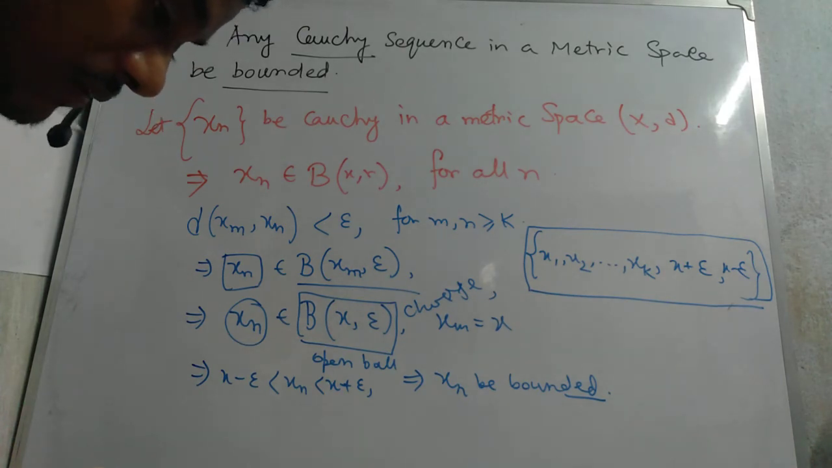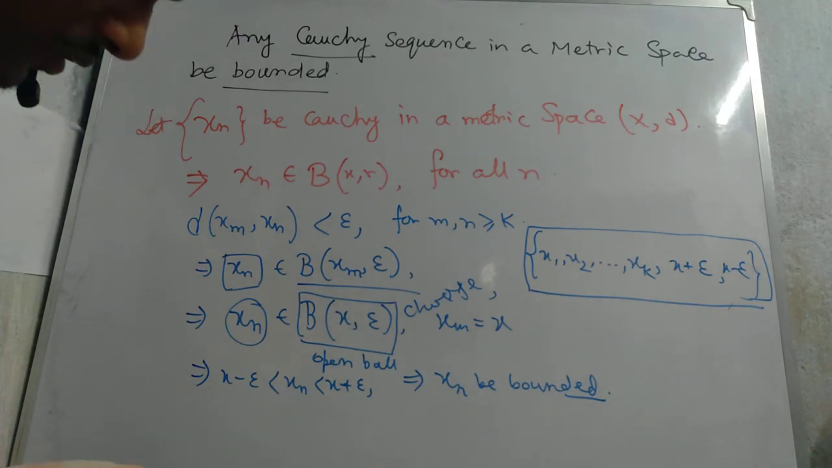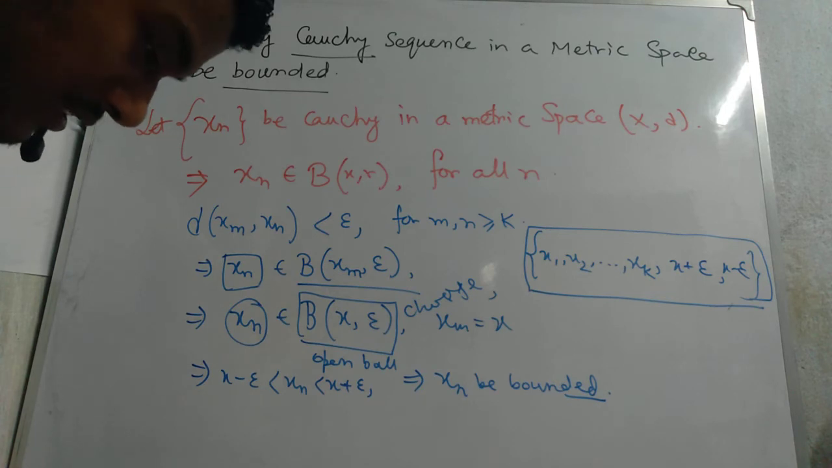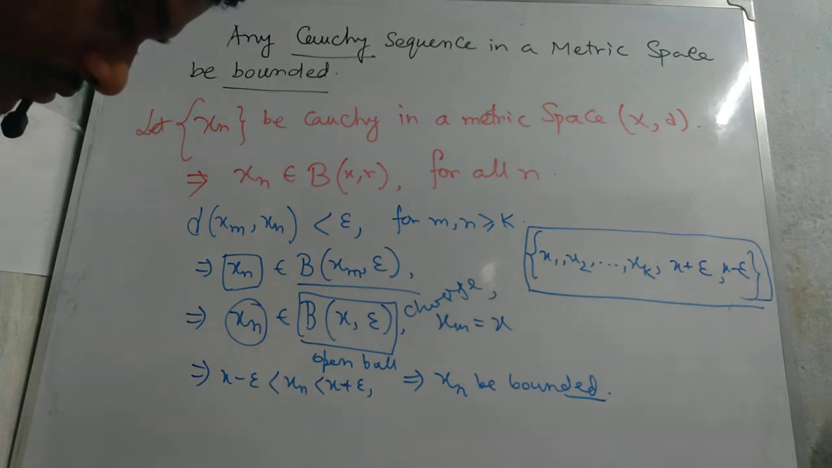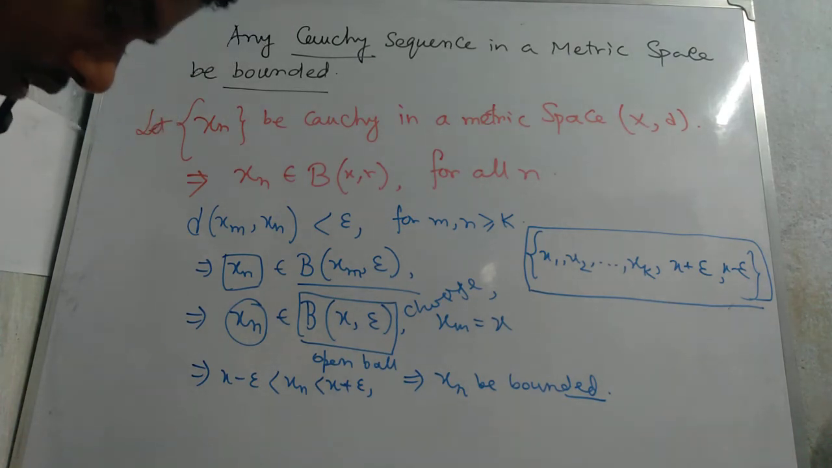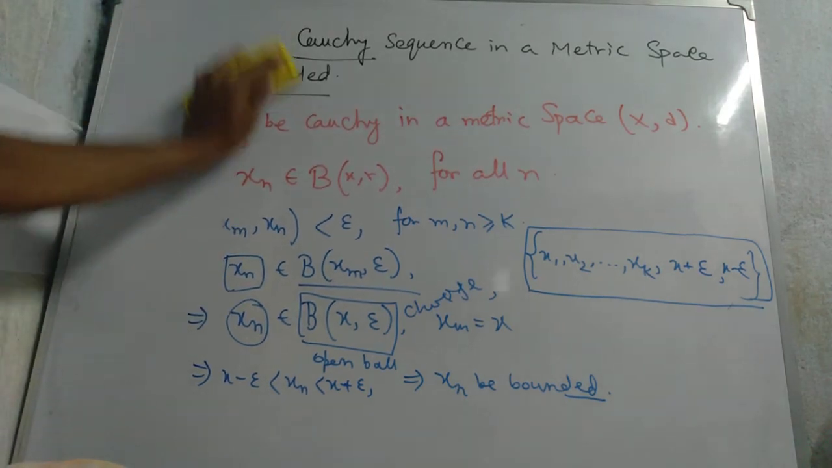Next we discuss one proposition, which implies that any convergent sequence in (X, d) is Cauchy and the converse is not true. We also proved previously that any convergent sequence is Cauchy and the converse is not true. And also we proved the same thing, x_n is bounded, that means x_n belongs to B(x, r). So we now discuss another portion.